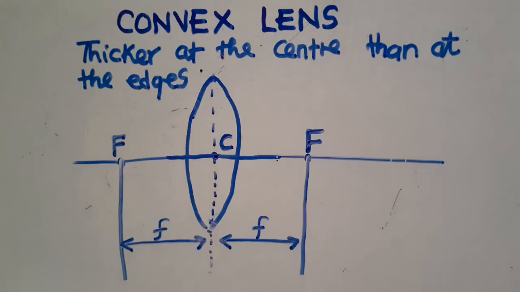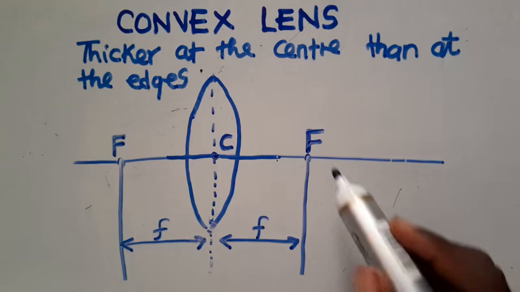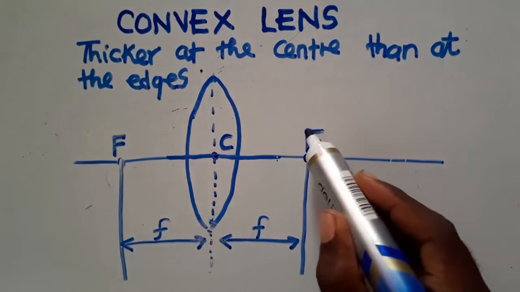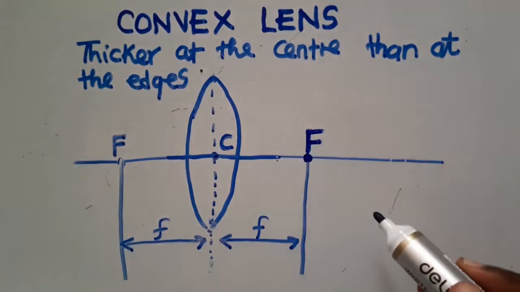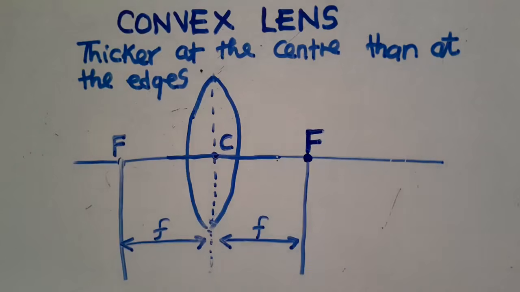The other name that we can use apart from a convex lens is converging lenses. The reason why they are called converging lenses is because they cause parallel rays of light to converge at the focal point after passing through the lens. The focal point that we are talking about is here. It is called a focal point. The other name that we can use is principal focus. This is what you need to know and understand.